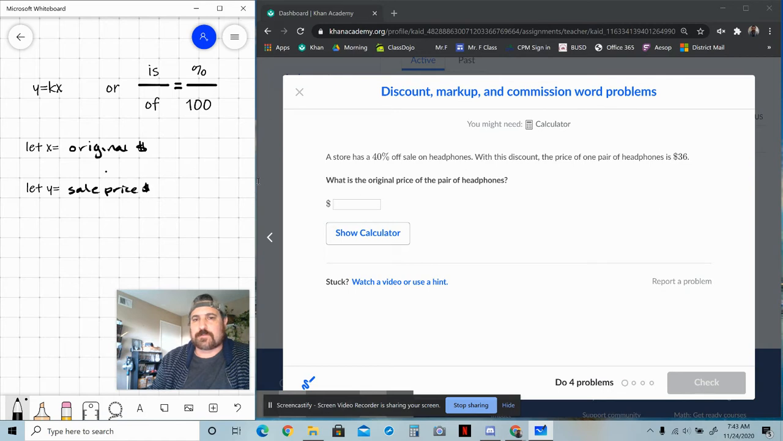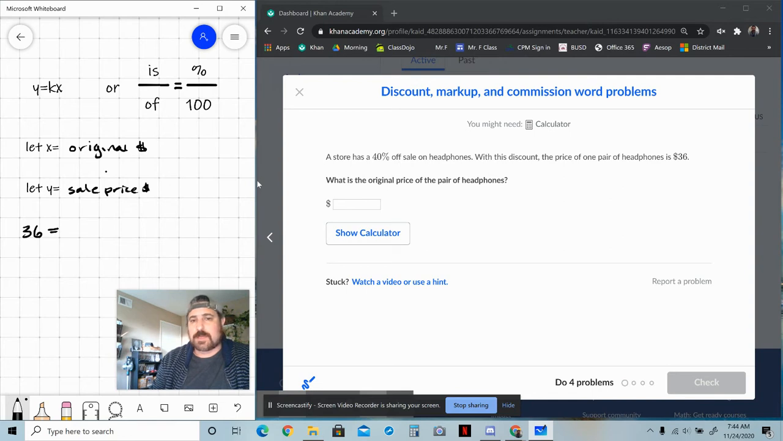It says a store has 40% off the sale of headphones. With this discount, the price of one pair of headphones is 36. So after the discount, the price is 36. So we're given the sale price of $36.